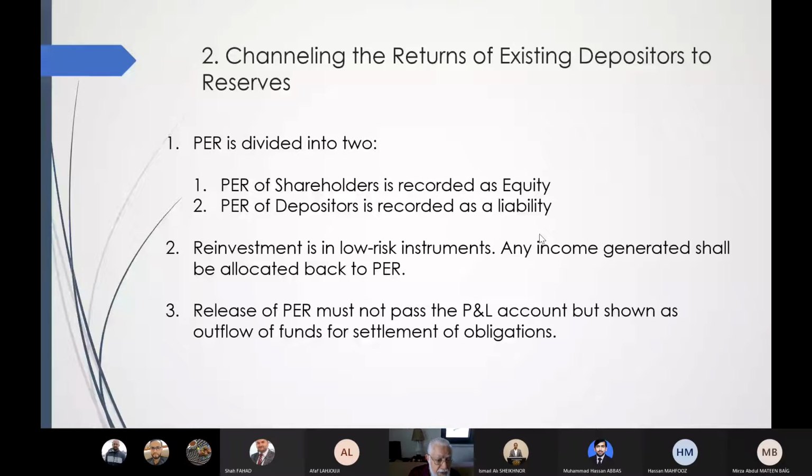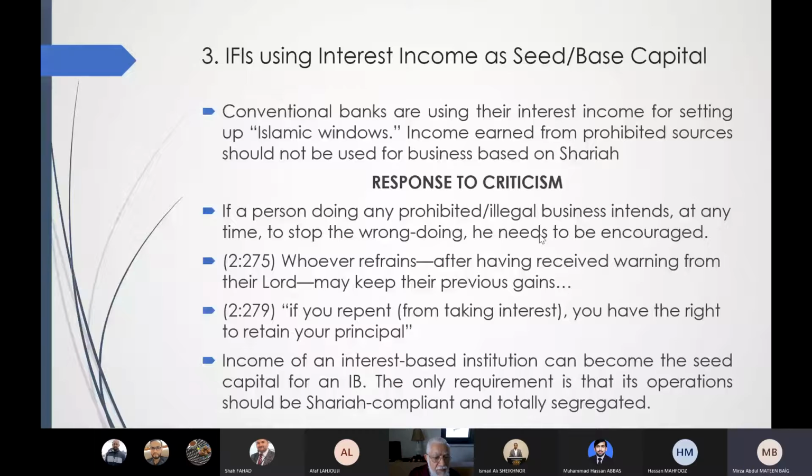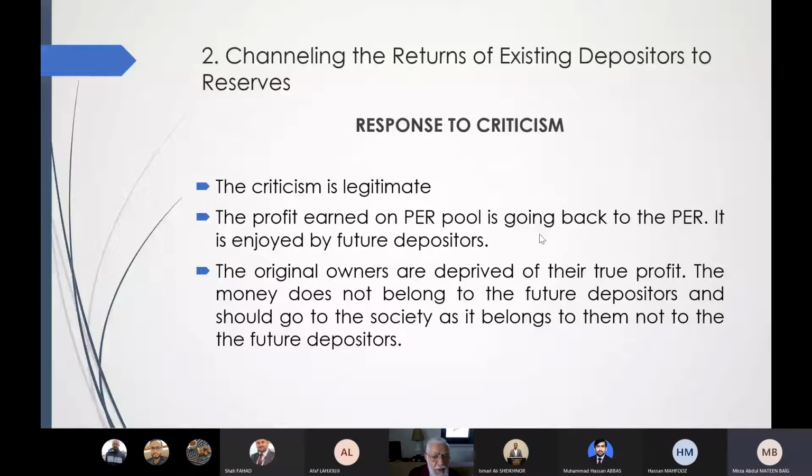Okay, continue, please. So what is the response to this? One more point, Professor. According to some of the professors, they say that PER is used to handle rate of return risk and displaced commercial risk, while IRR is used to handle market risk, credit risk, and equity investment risks. What is your stance on that?